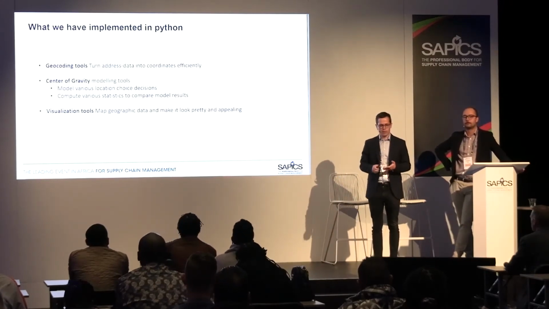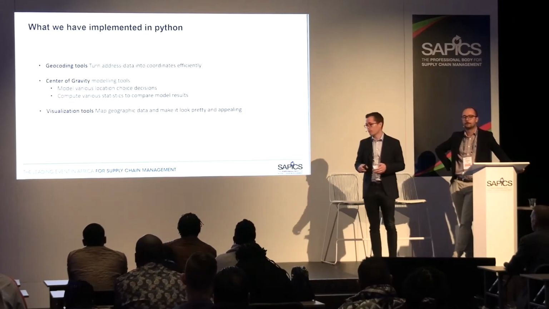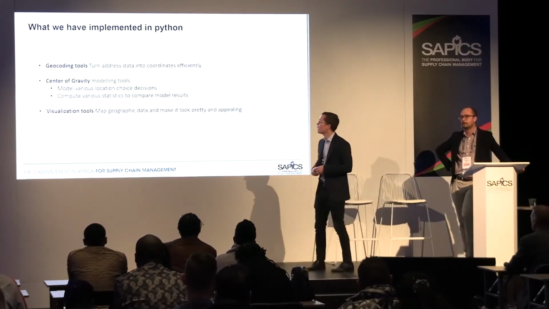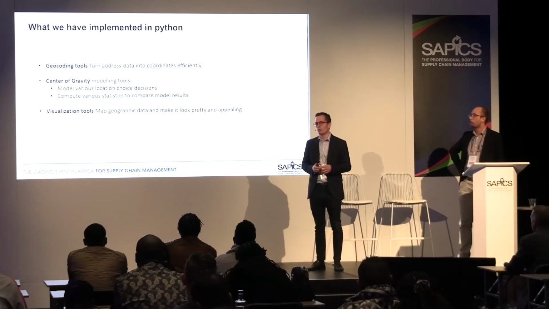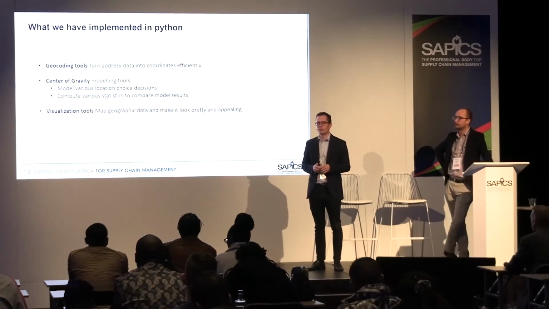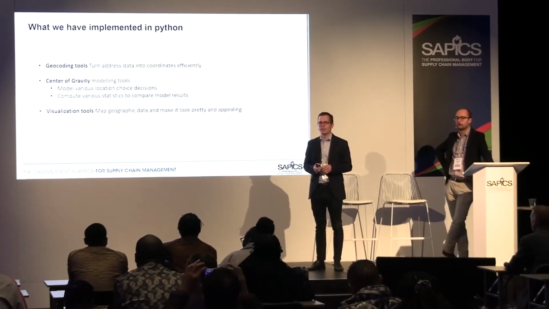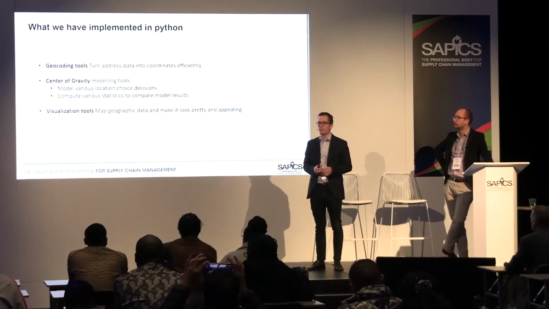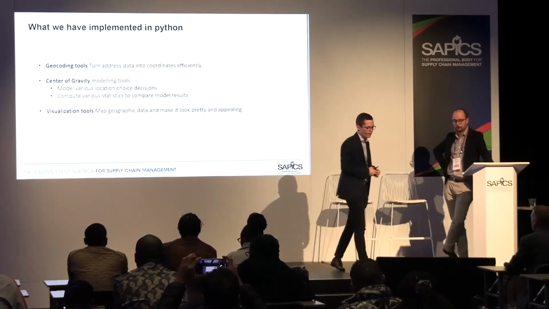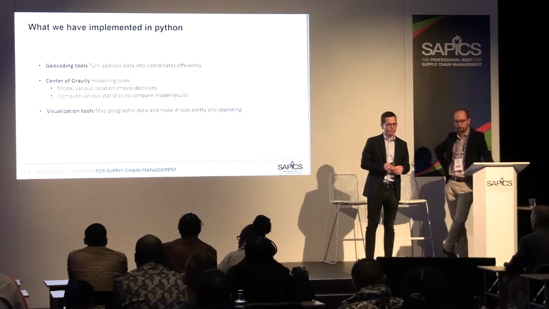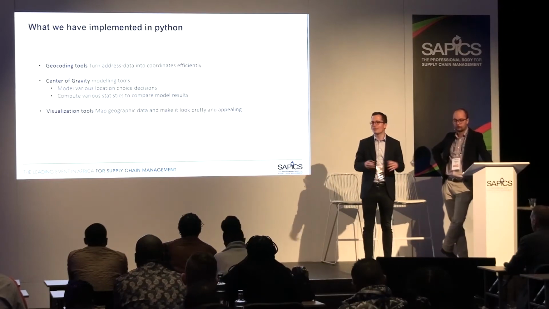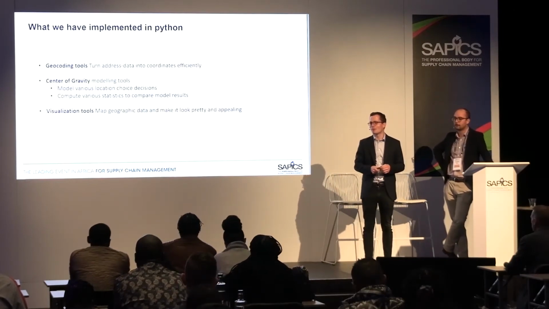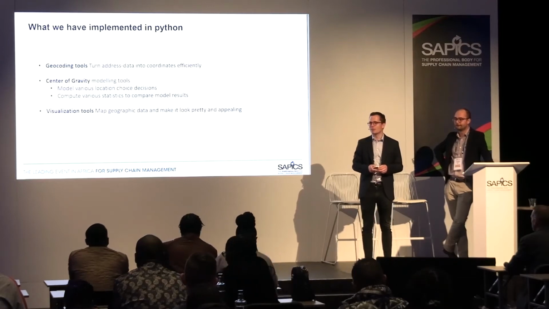Then we've implemented a lot of different center of gravity models, and I'll get a bit more into them on the next slide, but it's really to do location choice models and answer location choice questions and compute statistics that are not cost-based that we can compare these networks on. And then we have made some visualization tools to make it look pretty and appealing, because that's very important when you have some impatient stakeholders that need to look at this stuff.